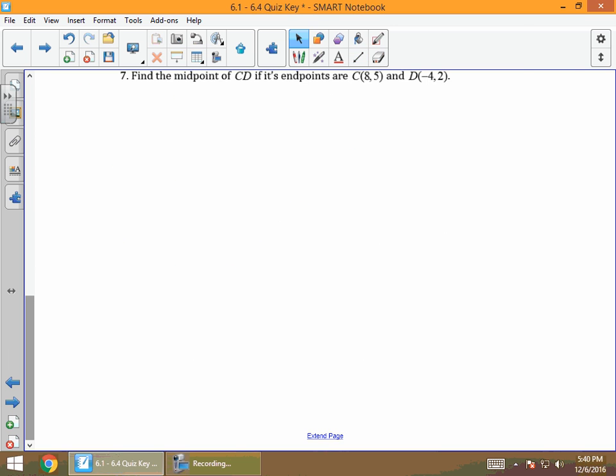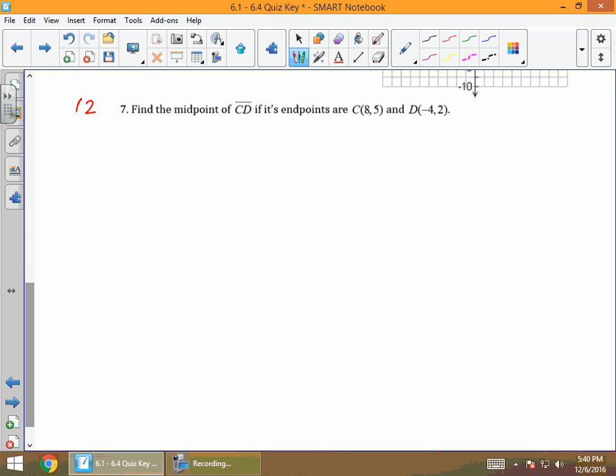Last problem, number 7, finding the midpoint. This is worth 2 points. I gave you a point if you found the x portion, and then I gave you a point if you found the y portion. What do I mean by the x portion? I'm looking for the average of the x's. I'll call it x bar because that's what they do in the stats world. We talked about that in one of the previous videos.